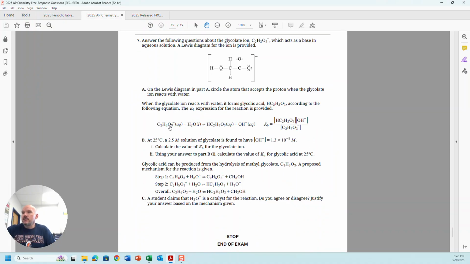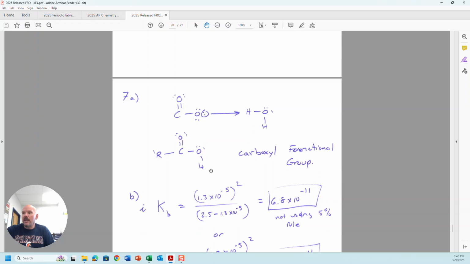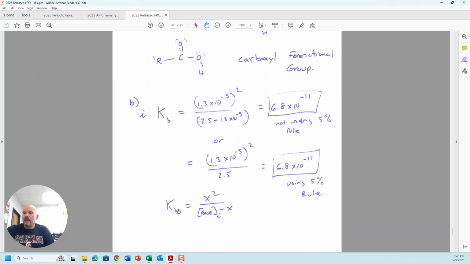So then they show us the equation of it acting like a base in water, and they give us the equilibrium constant expression for the reaction, which is the Kb expression for this base, okay? And it's giving us the concentration of this that we're starting with, and it gives us the concentration of hydroxide, and it's asking us to calculate the Kb, okay? So this is where I would tell my students to use their Kb shortcut, and you would say Kb equals x squared over the concentration of the base.